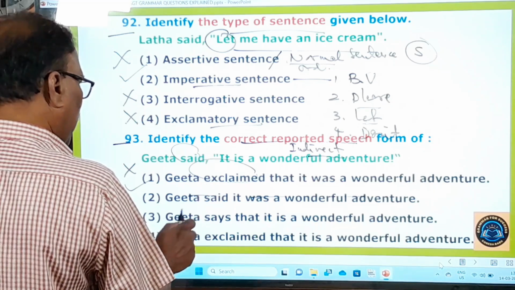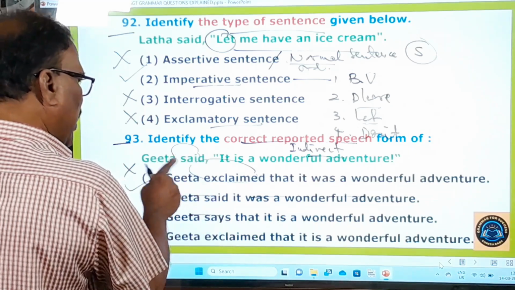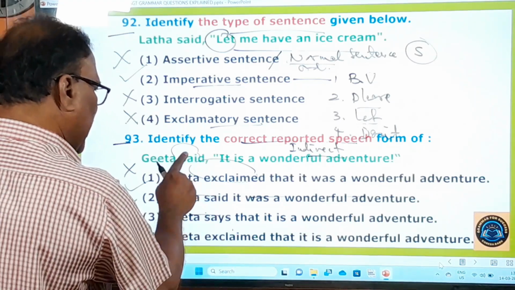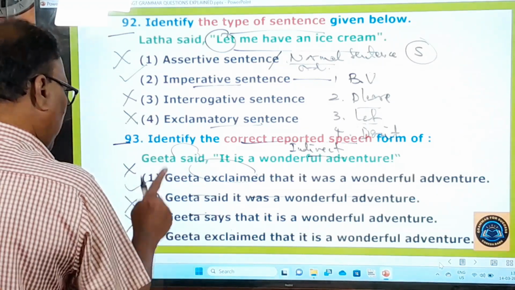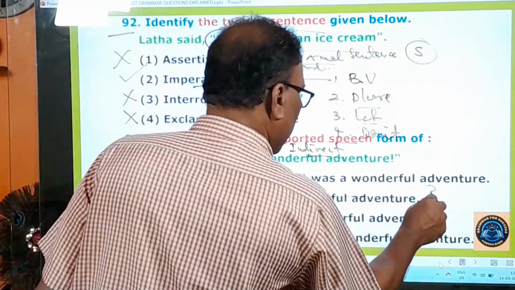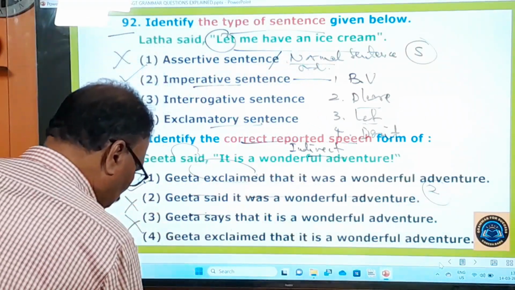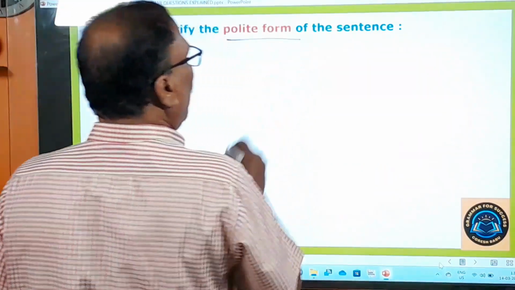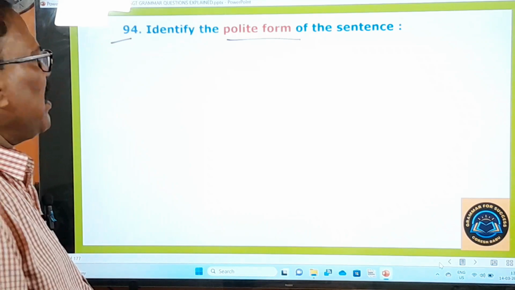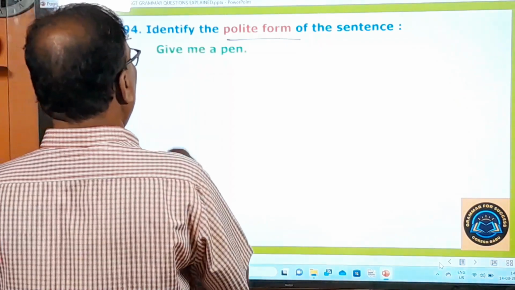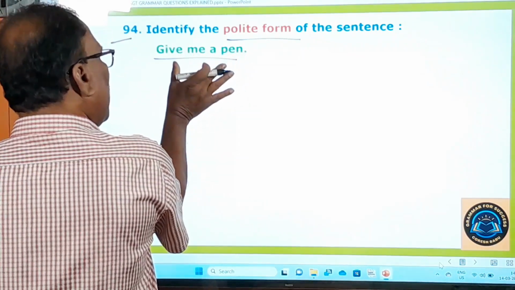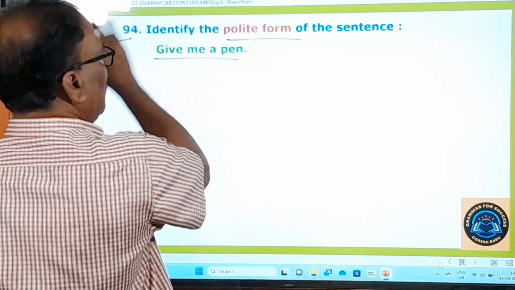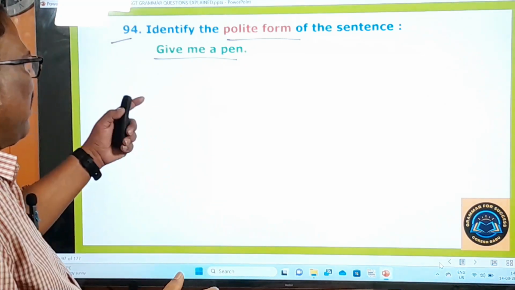Go to the third one. Geeta says. When there is said, it cannot be turned into says. Therefore, this is wrong. And the fourth one, Geeta exclaimed. Again, said is turned into exclaimed. That's why this is wrong. The first, third, and fourth ones are wrong; only the second one is the right one. Now let's move on to the other questions. The 94th one: identify the polite form of the sentence. What is the polite form of the sentence? Give me a pen. This is the sentence given. And what should be the polite form of asking this? Give me a pen.